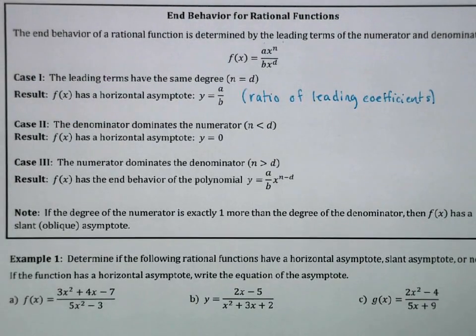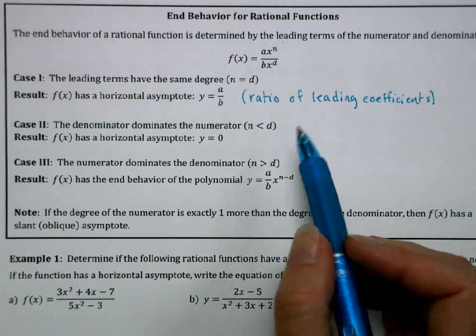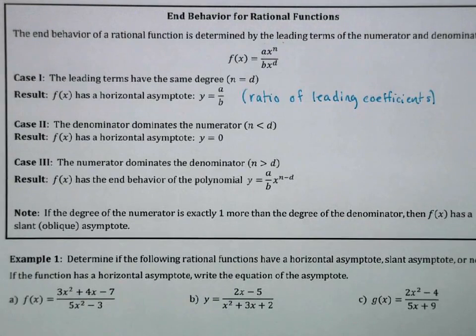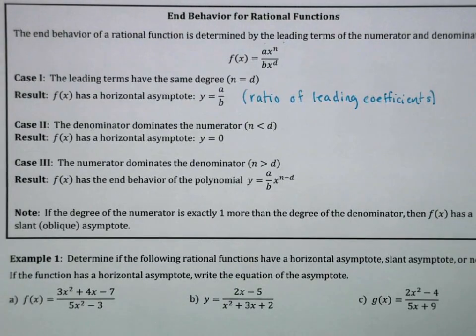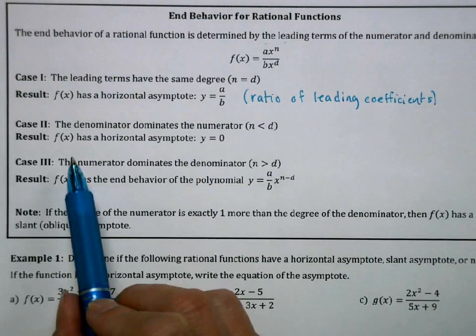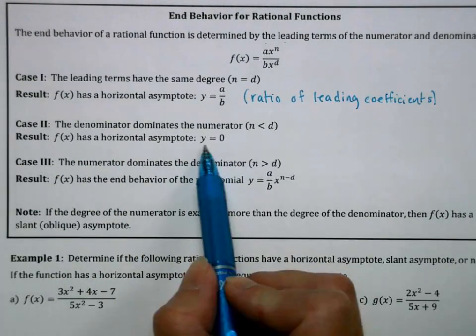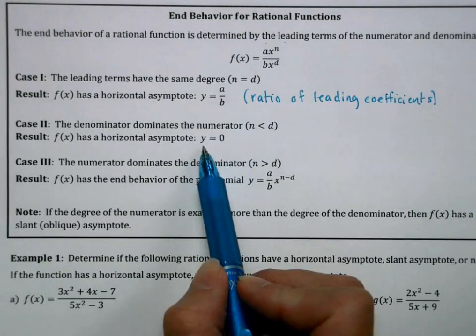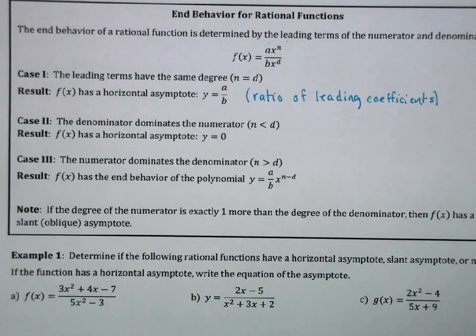The second case is if the degree of the numerator is smaller than the degree of the denominator. That means the denominator is going to be growing a lot bigger than the numerator, which means the values are going to eventually go to 0. So we say that we have a horizontal asymptote at y equals 0. And the y equals piece is important because a horizontal asymptote is a horizontal line.